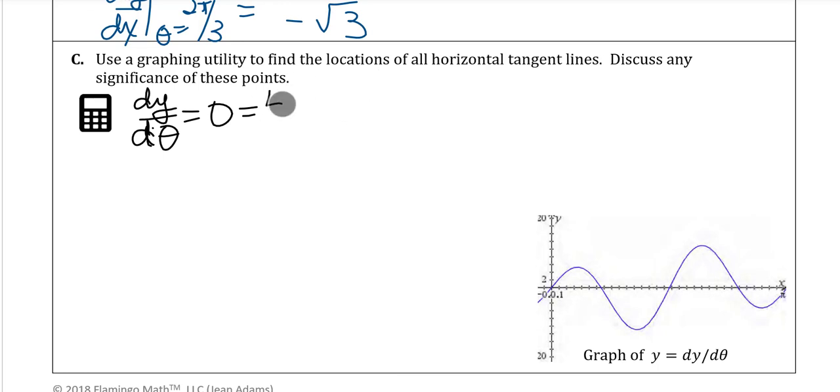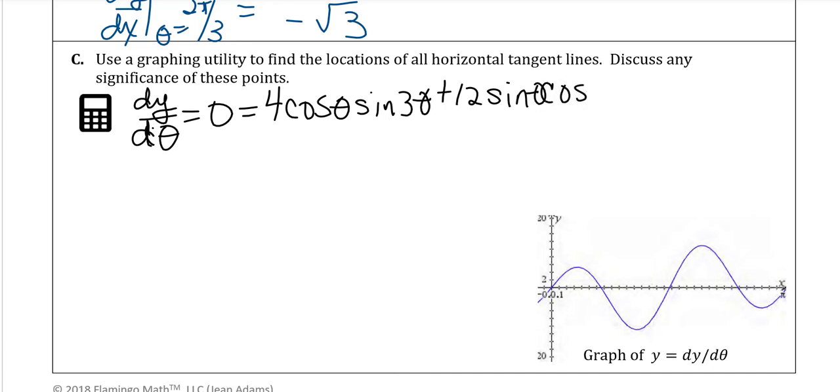Let me write that better. So we have 4 cosine theta, and then we have sine 3 theta, plus 12 sine theta, cosine 3 theta. And again, you're just going to put this in your graphing calculator and find where it equals 0. You're not going to have to do this algebraically. So if you put that in your calculator, you'll find that it happens at all the points. And the nice thing is the graphs here. If you were to put that in your graphing calculator, you'll get this, and then you can trace these points.